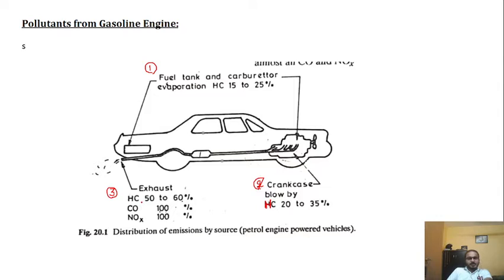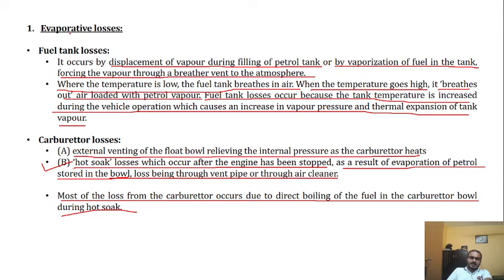Then we discussed the pollutants from a gasoline engine. There are three sources. First is fuel tank and carburetor evaporation, second is crankcase blow-by, and third one is exhaust. We discussed them in detail, starting with evaporative losses. That is two possible sources: first is the fuel tank and second is the carburetor. In a fuel tank, the vapor form of fuel breathes out or is leaked through the air vents.